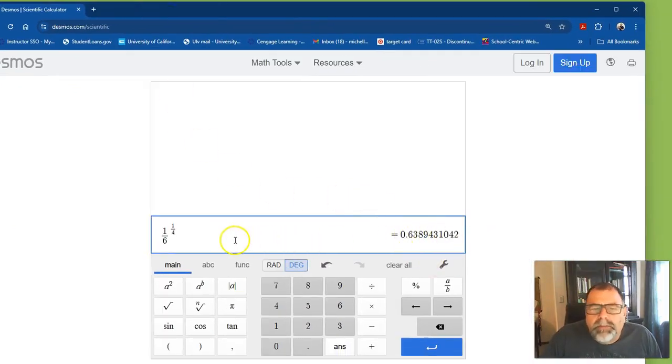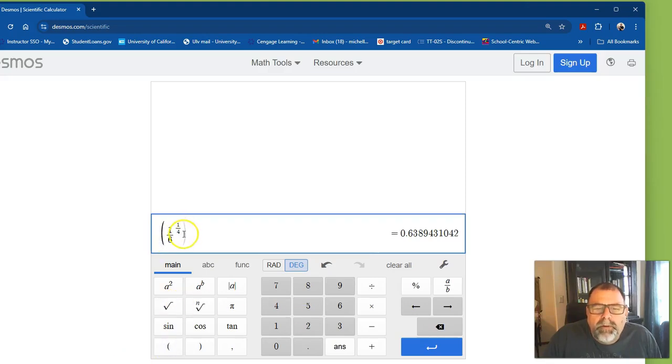Now, if you leave things in your calculator for a minute, you get a more accurate number, because you want all those digits. So I'm going to put parentheses around this whole thing and square it, and I get 0.4082. And then times 6. Square it and then times 6. So I get 2.4495.